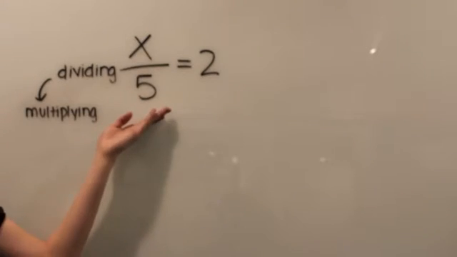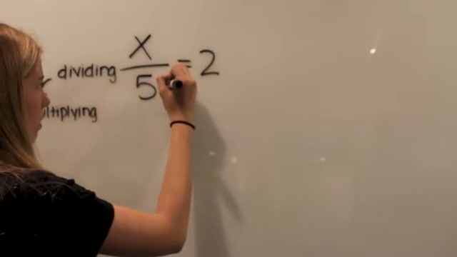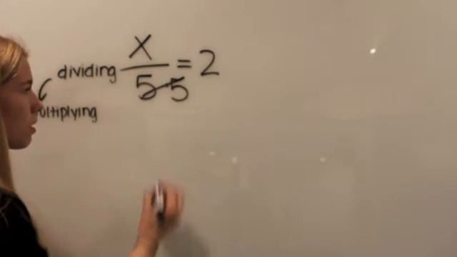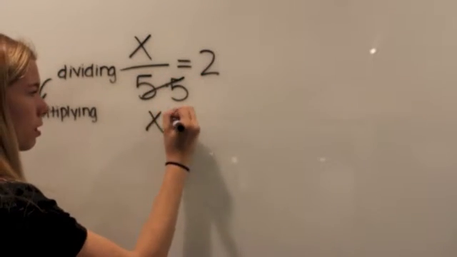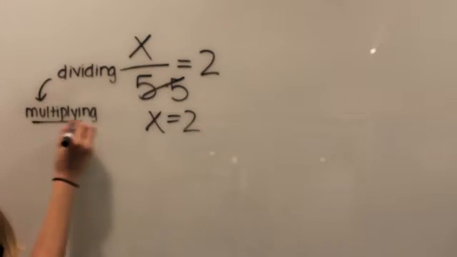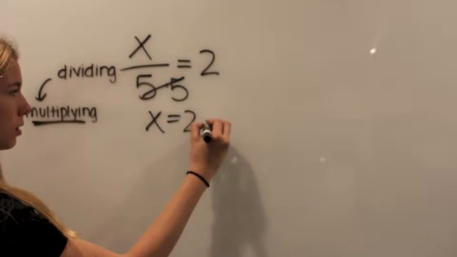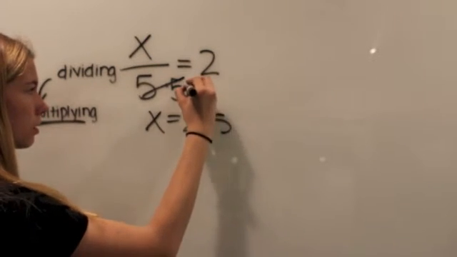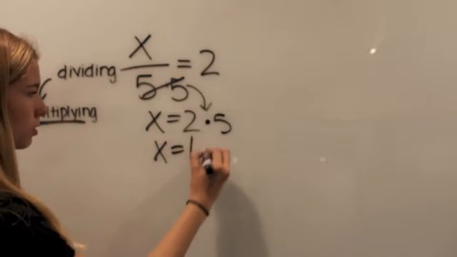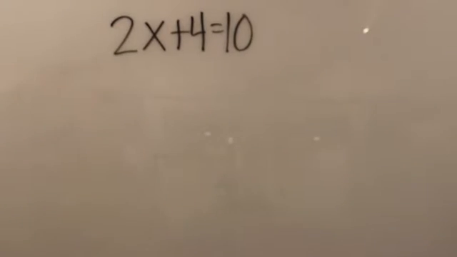Our third equation is x divided by 5 equals 2. Because the opposite of dividing is multiplying, we're going to multiply x divided by 5 times 5. Canceling the 5's out, we get x equals 2. But because we multiplied on one side of the equation, we have to multiply the 2 by the same number. This will give us x equals 10.